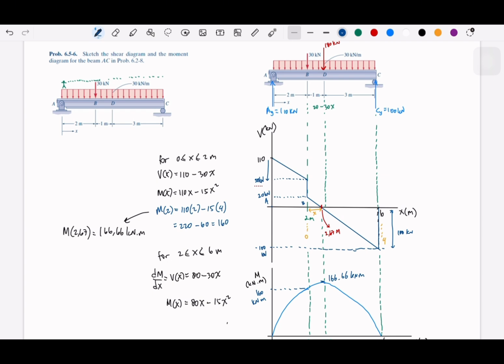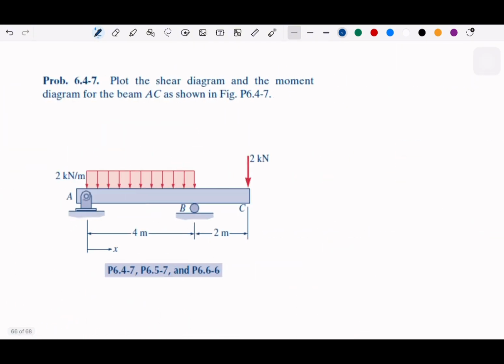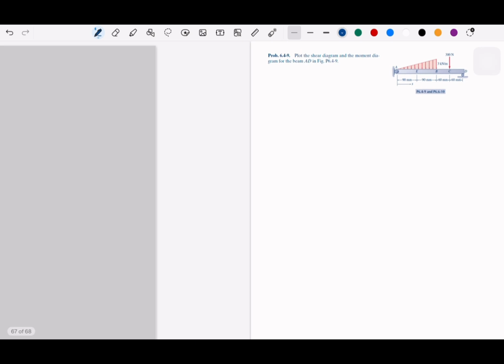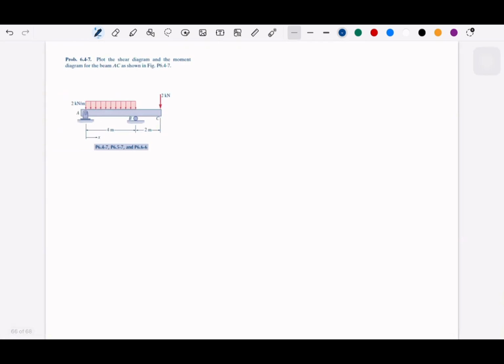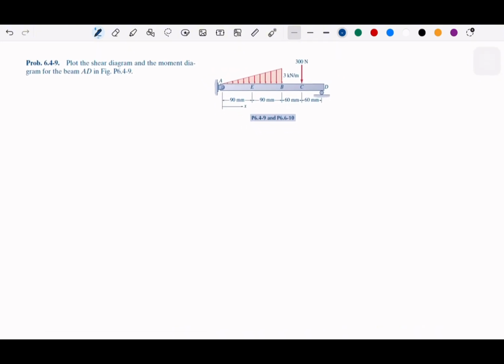Okay, maybe one more typical question from this beam. We have either this or this. I think this one's the same rectangular shape. Oh, it should be this one first. The previous one is, I think, more complicated than this one. So let me get this one, 6, 4, 9.